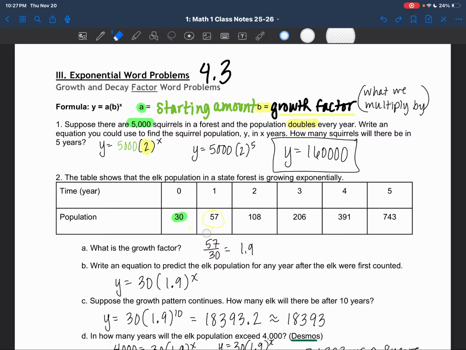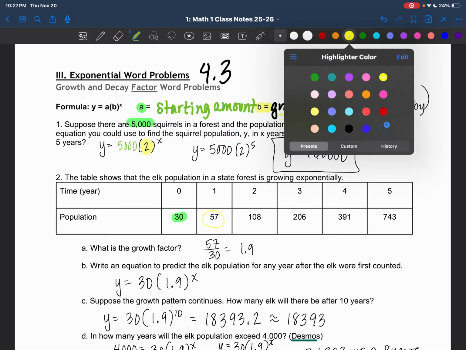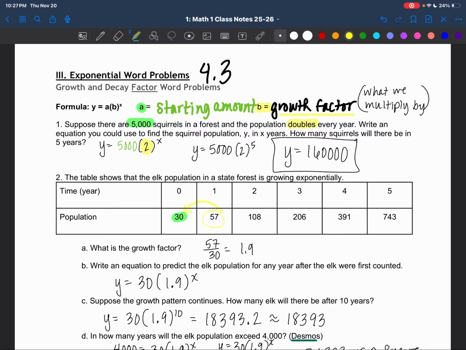Oops, I'm going to redo that arrow there just because it's showing that you go a different way, and we don't want to go that way. So we're going to do this. There you go. All right, so now let's go ahead. So what I did was 57 over 30, which is 1.9. So that means every time you're multiplying by 1.9. Same. All right, so our growth factor is 1.9.